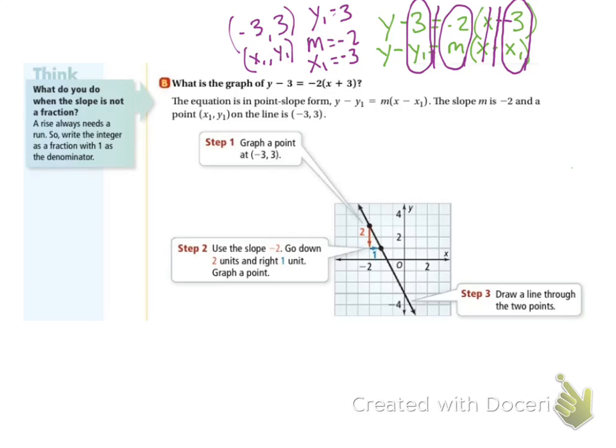Remember, ordered pairs go alphabetically, x and y. The first thing I need to do is put a point at (-3, 3). And then I need to move with my slope. -2 is the same thing as -2 over 1. So I'm going to go down 2 and over 1. Down 2, over 1. And once I have 2 points, I can draw my line.